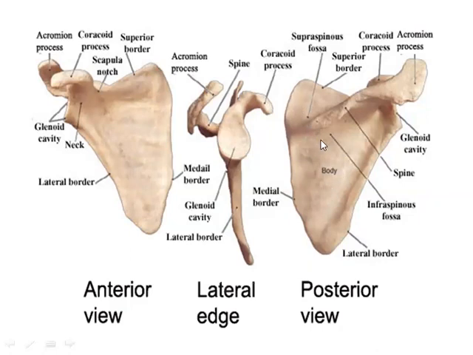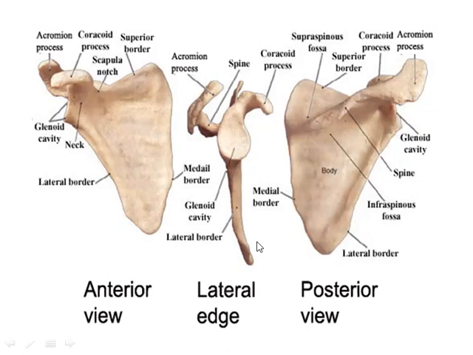I already told you that on the posterior side there are two fossae, two parts: the infraspinous fossa and the supraspinous fossa. This is the superior border, the inferior border, the lateral border, the glenoid cavity, the acromion process, the coracoid process, and the medial border. This whole is called the body of the scapula. The scapula is a flat, triangular bone.